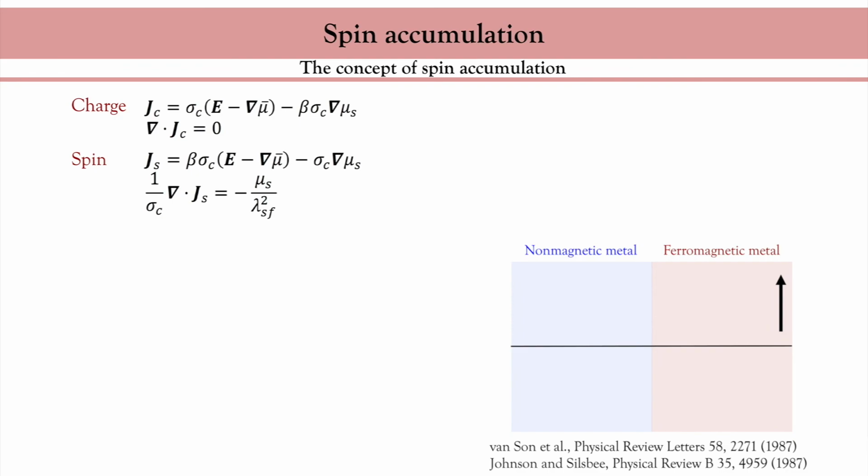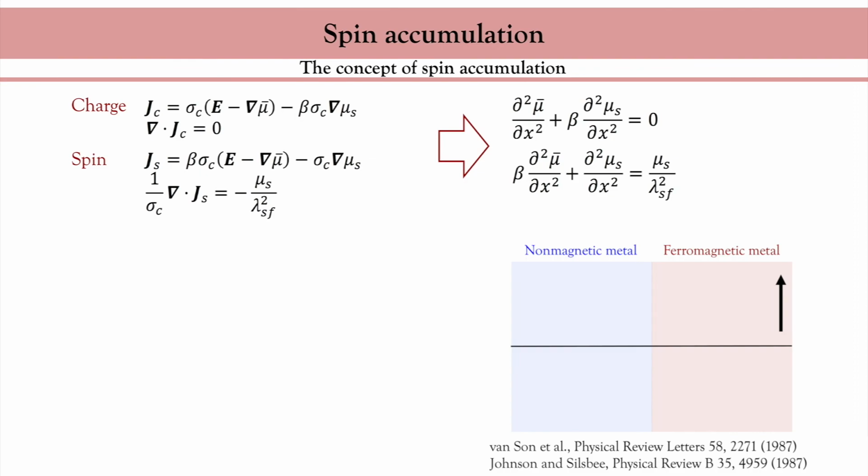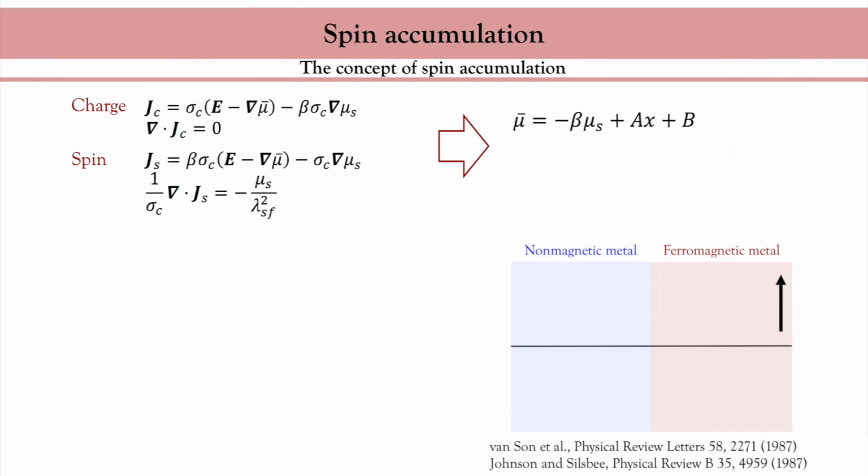Combining the top two equations and the bottom two equations, I obtain this second-order differential equation that couples spin-independent and spin-dependent chemical potentials. Here, beta is the polarization of the conductivity, and lambda SF is the spin diffusion length. I can solve these equations and obtain an explicit expression for the spin-independent chemical potential mu bar and the spin-dependent chemical potential mu s. You see that mu s is the sum of two exponentials, which is really the hallmark of diffusive transport.